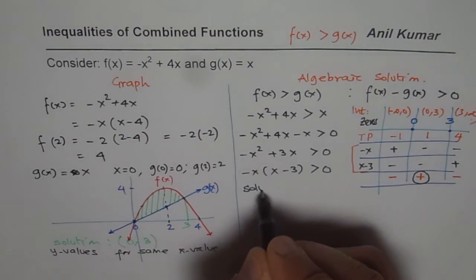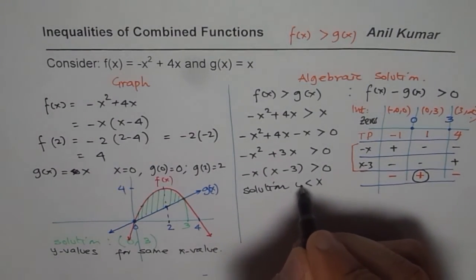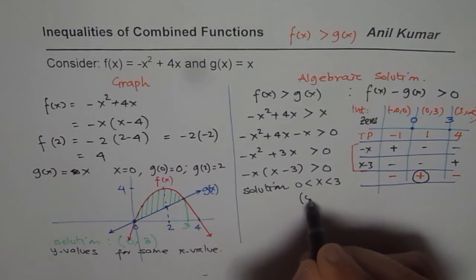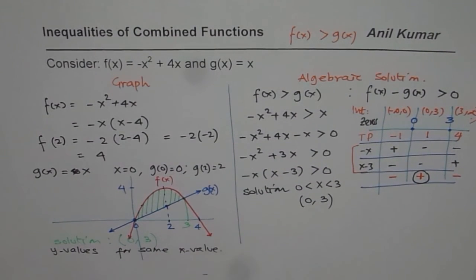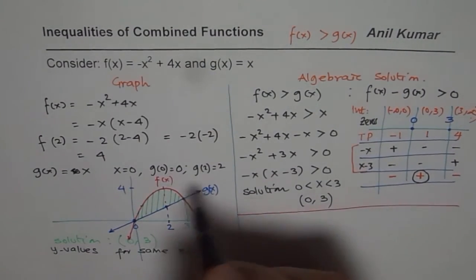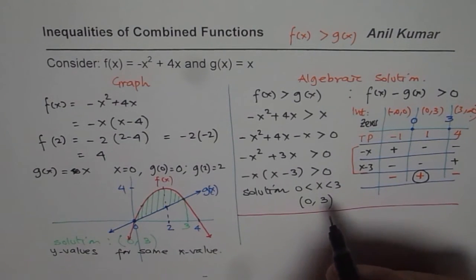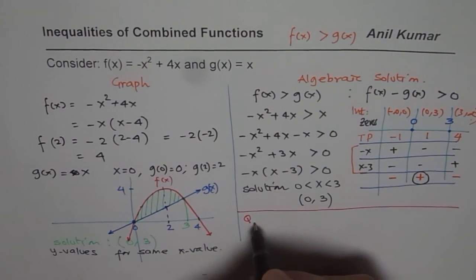So our solution is that x is greater than 0 and less than 3, which could also be written as the interval 0 to 3, as we wrote last time. Correct? So that is how you can solve inequalities whenever two functions are given to you. I hope with this you understand the methods. Go through this, and these are two common methods which we are going to use in this chapter of solving inequalities of combined functions.